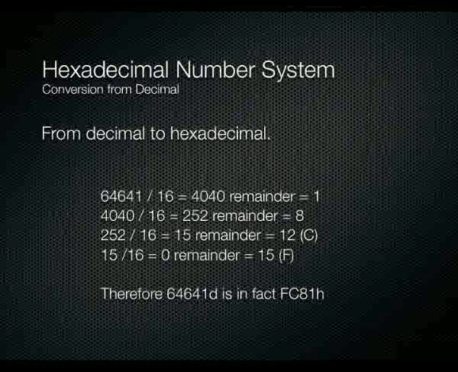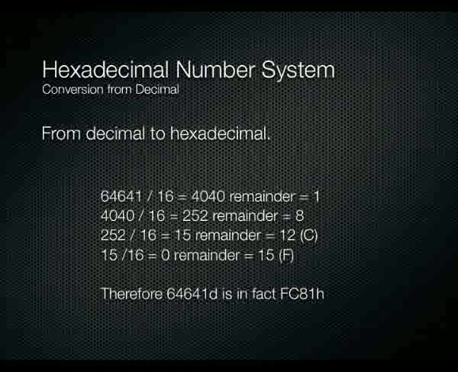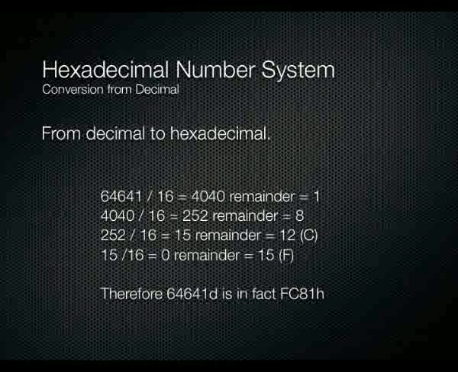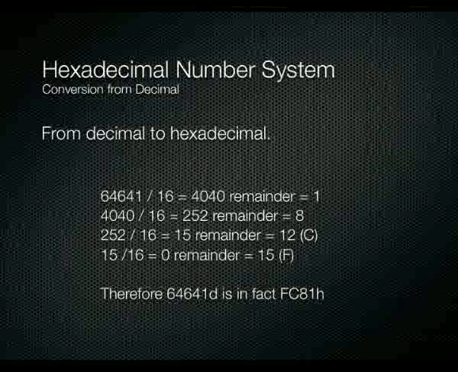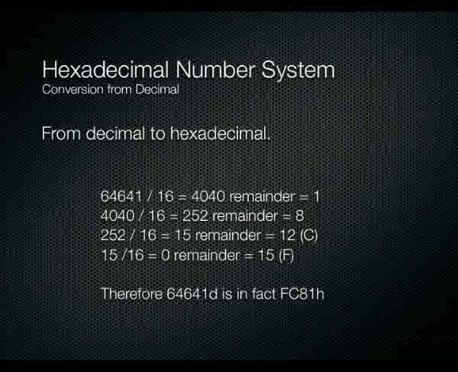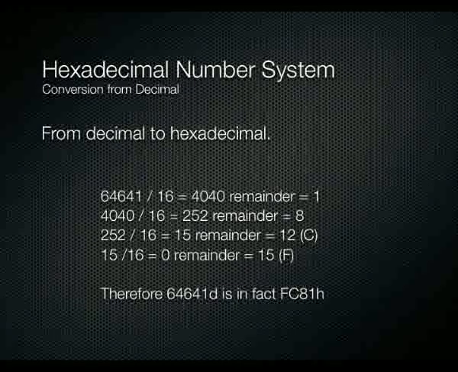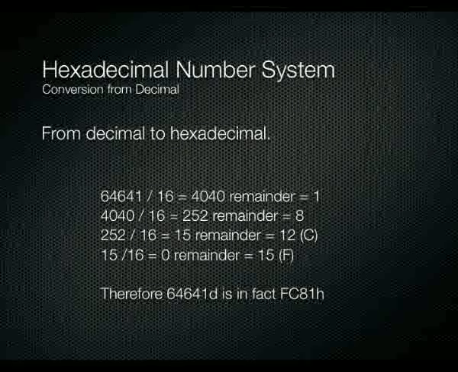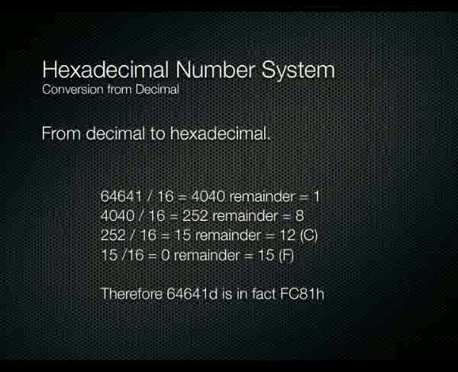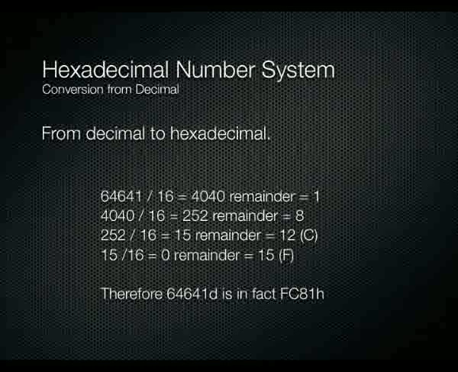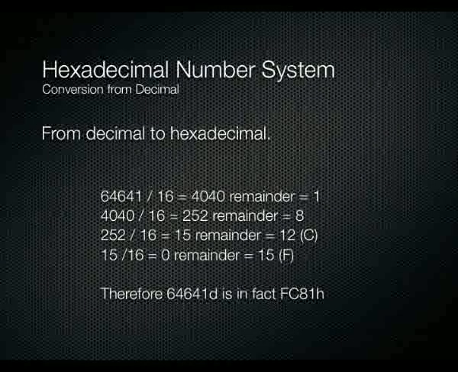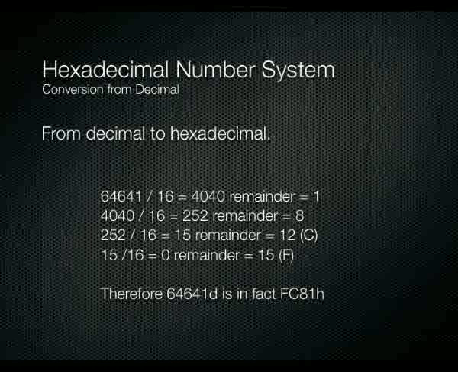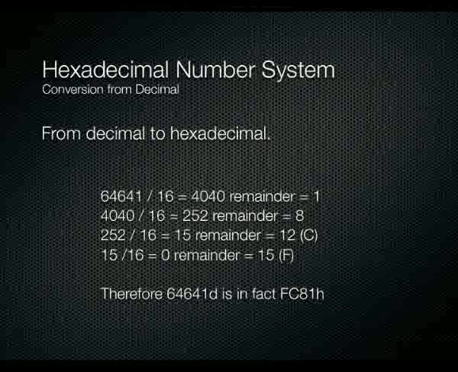So when it comes to converting from decimal to hexadecimal, we effectively just take that decimal number and divide it through by its radix. In this case, the radix is 16. So we take our number, divide it through by 16, and we'll get some sort of result. 64,641 divided by 16 gave us 4,040 with a remainder of 1. So we keep track of those two numbers.